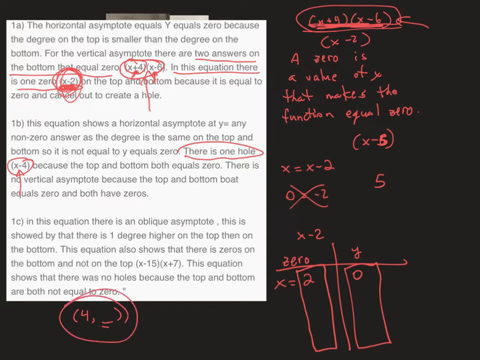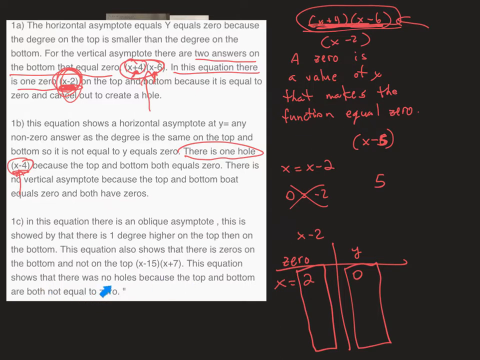This is going to be a point on the curve, but it's not going to be x minus 4, certainly. That's not a place on any graph ever. So I can see at the bottom here it says this equation also shows there is zeros on the bottom and not on top. This equation shows that there were no holes because the top and bottom are both not equal to 0. I think what that was trying to say is there's no x value that would make the top and bottom equal to 0, right?